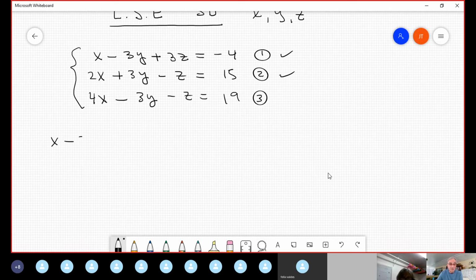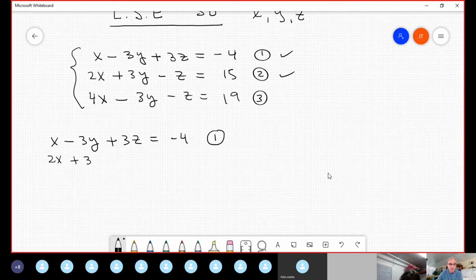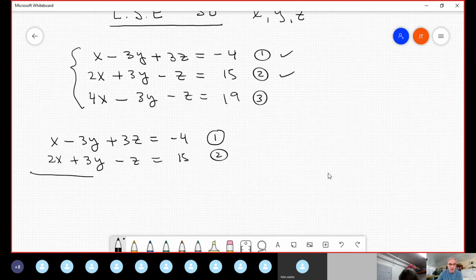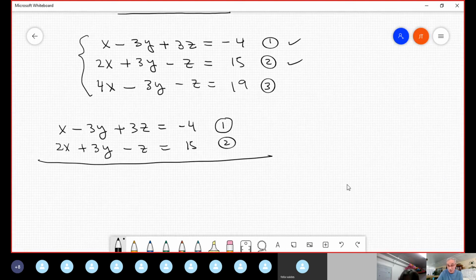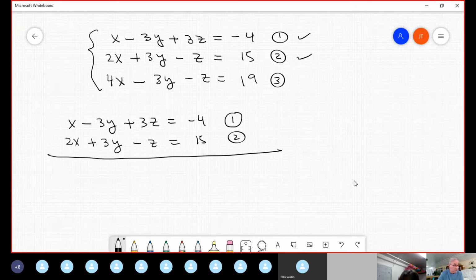x minus 3y plus 3z equal negative 4. This is equation number 1. Okay, rewrite again here. And equation number 2 is 2x plus 3y minus z equal 15. You combine these equations because I can see they're ready for elimination, at least the y part. Not always is it the y part. Always. In this case, yes.